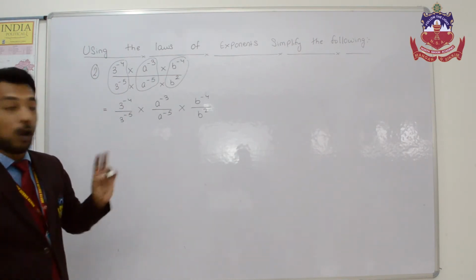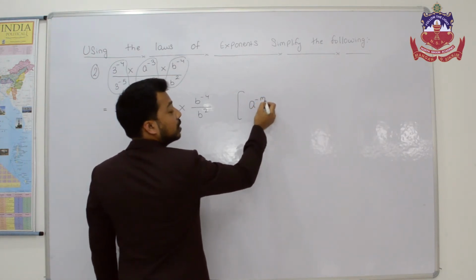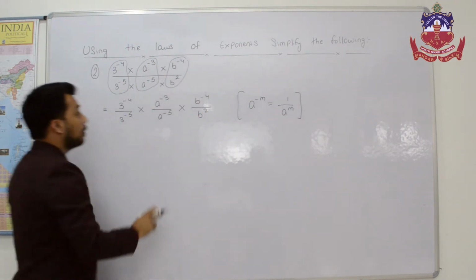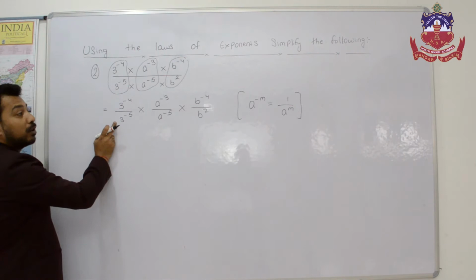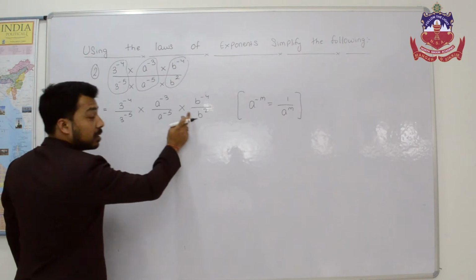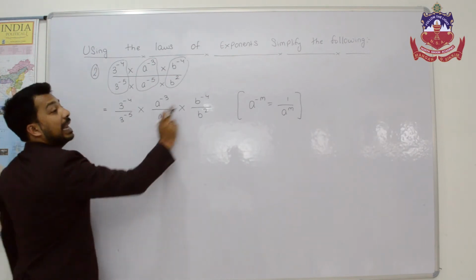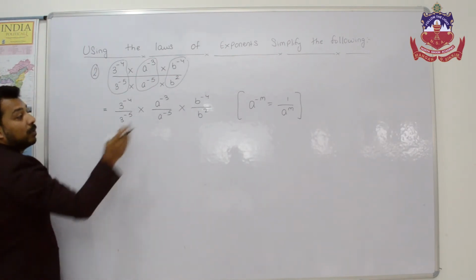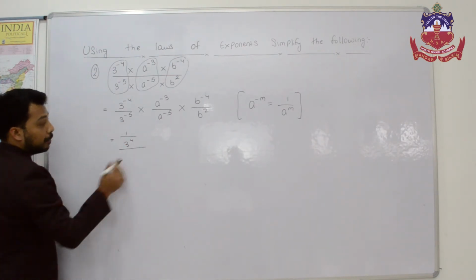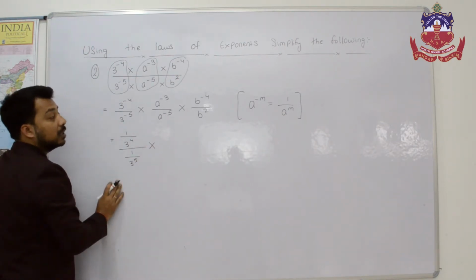Now you will be using the law. Which law? That is, we can apply the law, a to the power minus m is equal to 1 by a to the power m. We can apply this law as in the numerator and denominator of the first part as well as the second part, they have minus power, and in the third part the numerator has a minus power. So we can apply this law for all the negative powers. After we apply the law, the answer that we get is 1 divided by 3 to the power 4 whole divided by 1 divided by 3 to the power 5, multiplication sign in the center.